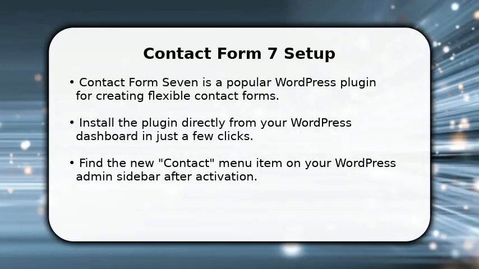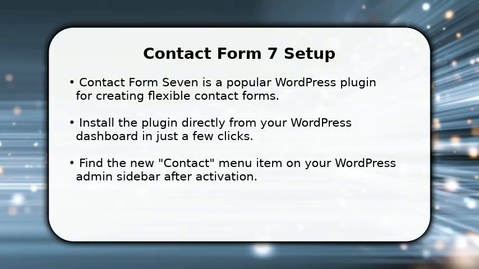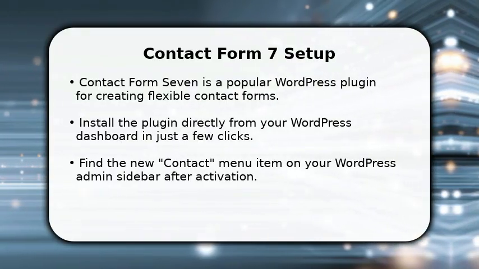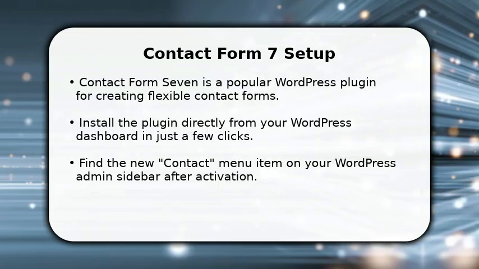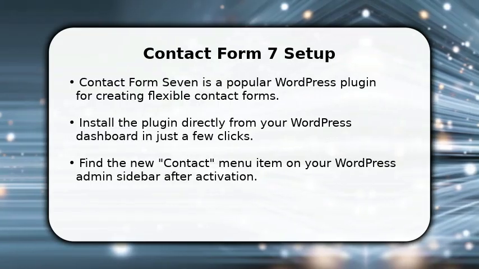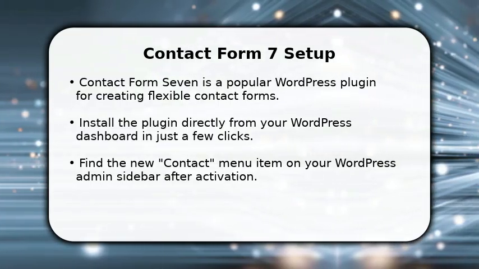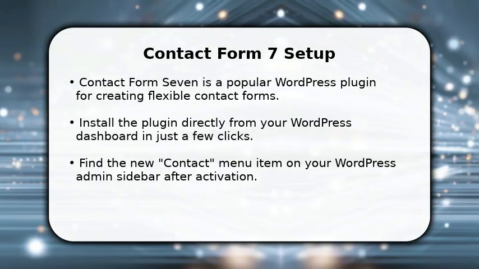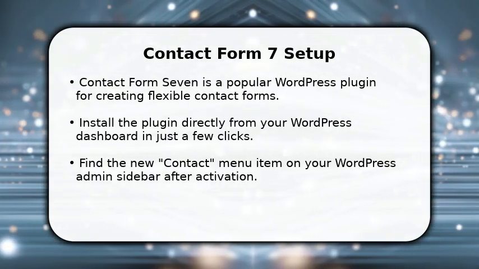Enjoy the video. In this video, I will explain how to set up Contact Form 7. First, navigate to your WordPress dashboard. Go to Plugins, then Add New, and search for Contact Form 7. Click Install Now and then Activate. Once activated, you will see a new Contact menu item appear on your left-hand sidebar, ready for you to begin.